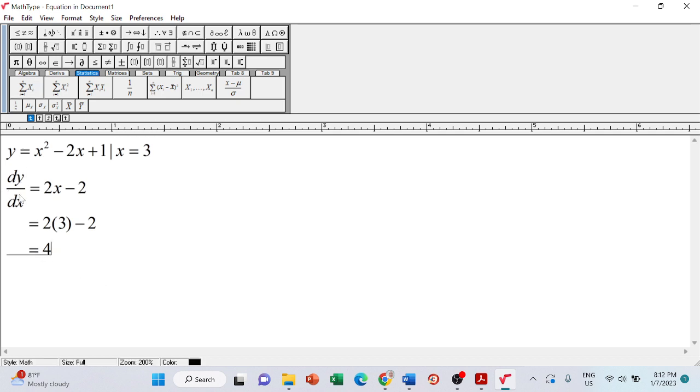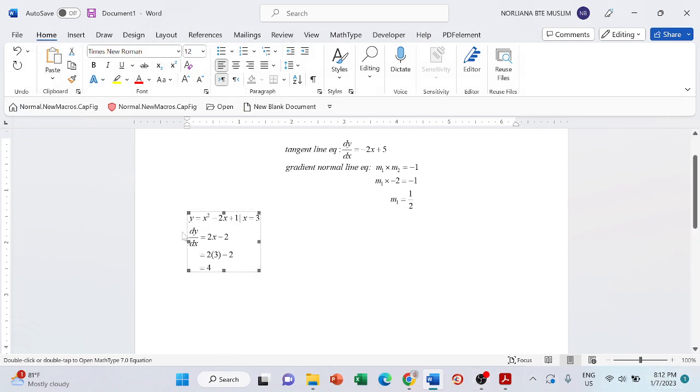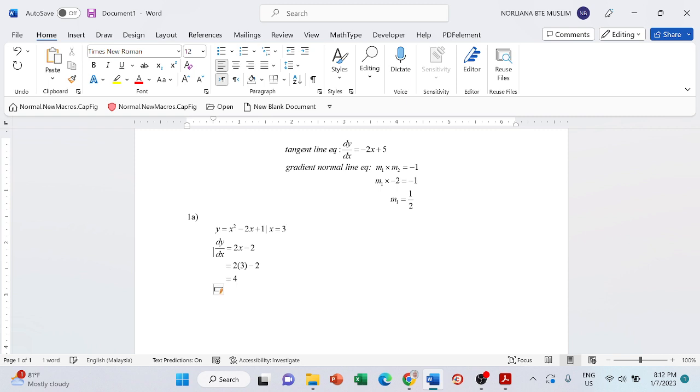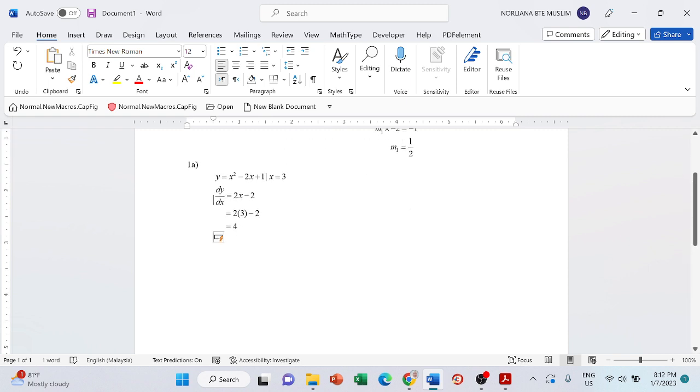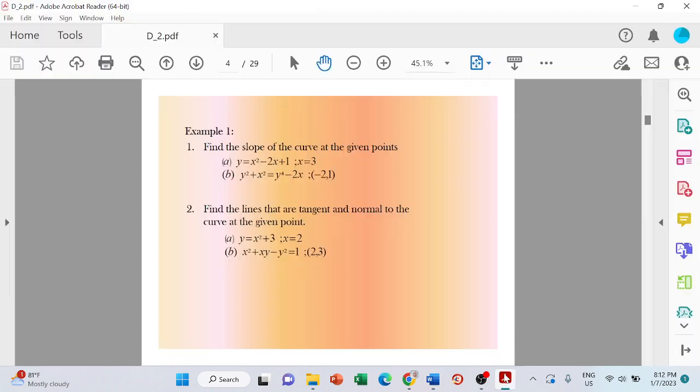So now, what is the gradient value? Positive 4, correct? Yes, positive 4. There is a meaning to why this gradient is positive 4, which we will come to later. So that means the answer for 1A is here.